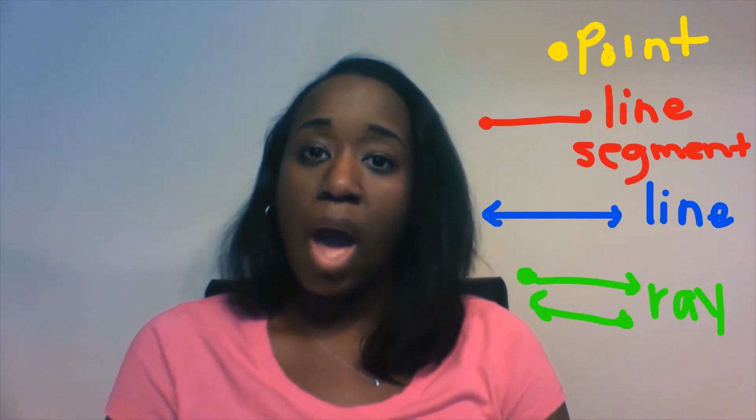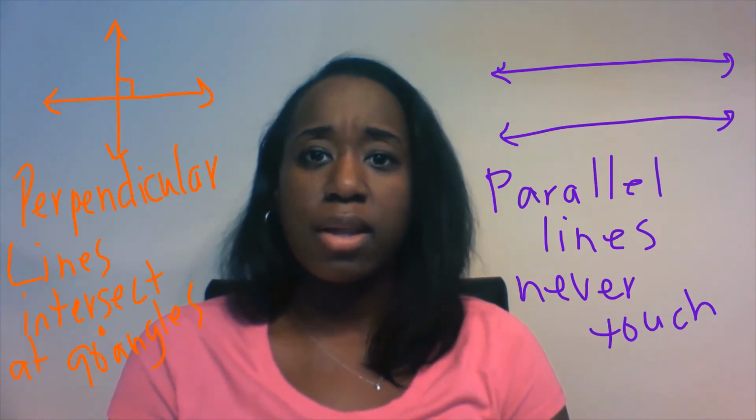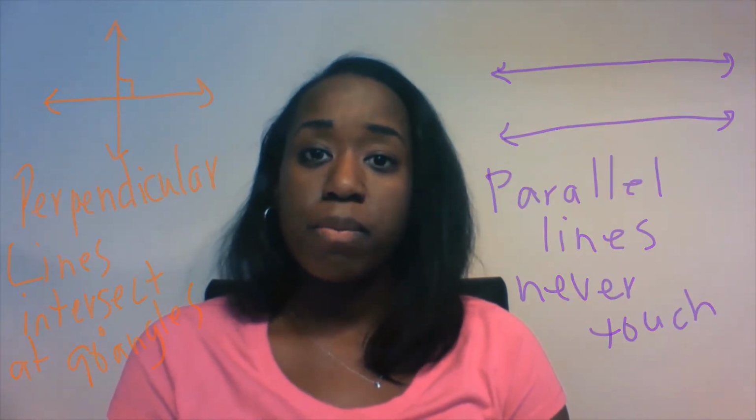In previous videos, we discussed what is a point, a line segment, a ray. We also asked, what are parallel lines? What are perpendicular lines? Then we moved on to what is an angle? What is an acute angle? What is a right angle? Finally, now we're going to discuss what is an obtuse angle.